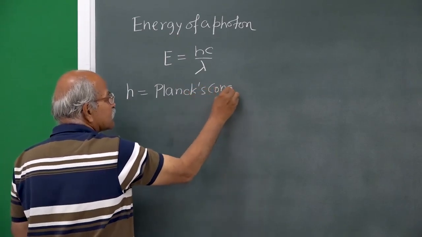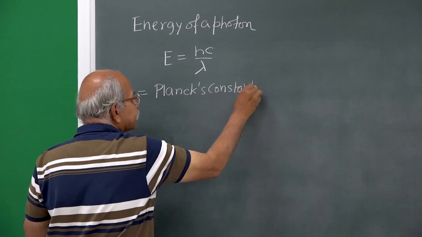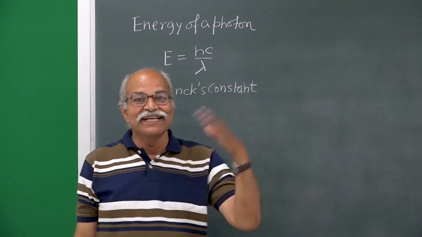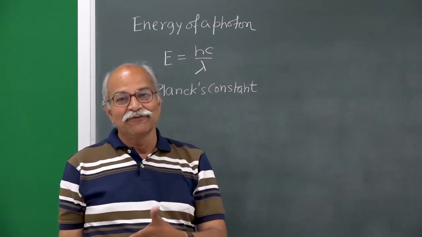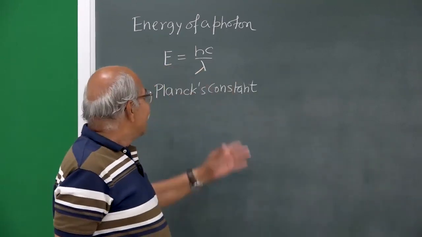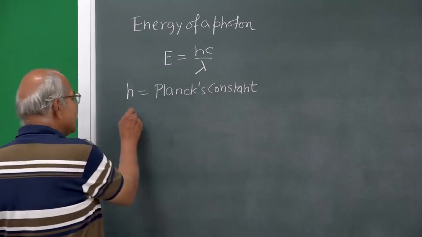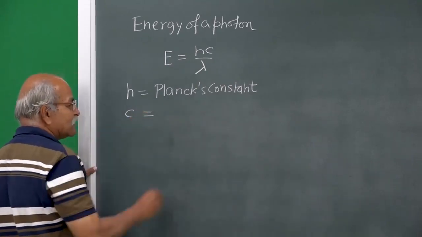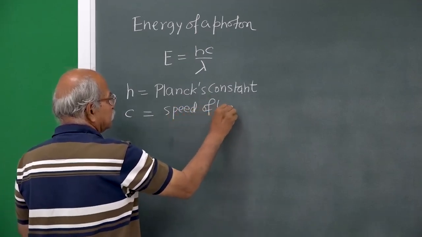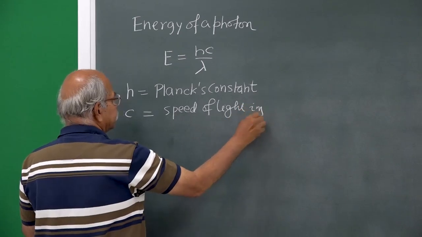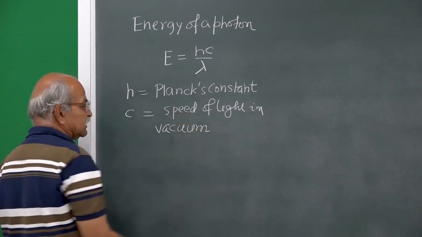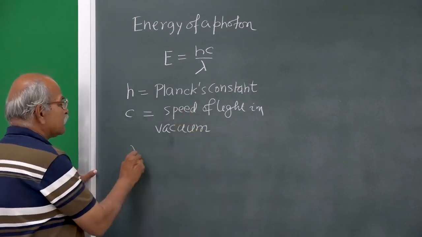another universal constant. Max Planck was a genius who did the thermodynamics of radiation, black body radiation. We will talk about this in some other course. And then c is very well familiar to all of us, the speed of light in vacuum, and lambda is the wavelength.